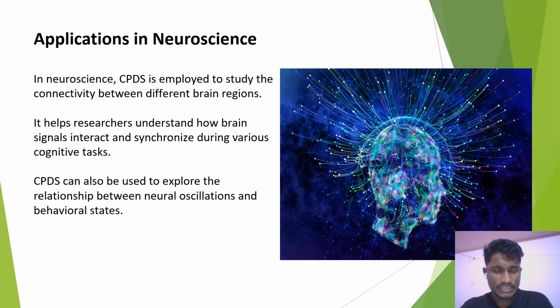There are some applications in neuroscience. In neuroscience, CPDS is employed to study the connectivity between different brain regions. It helps researchers understand how brain signals interact and synchronize during various cognitive tasks. CPDS can also be used to explore the relation between neural oscillations and behavioral states. You can see the picture over here.